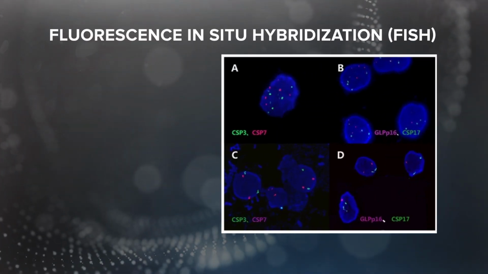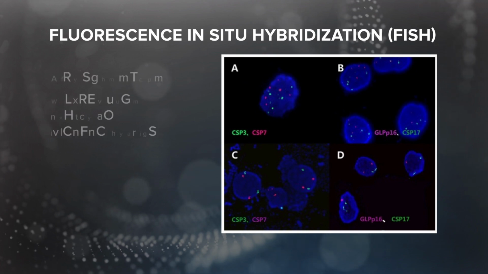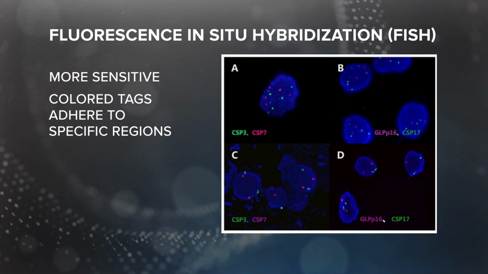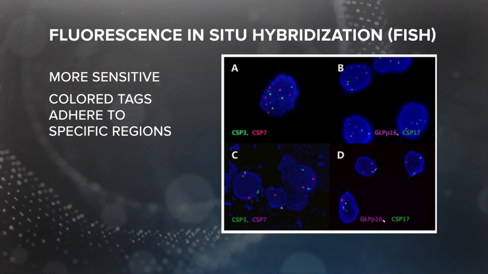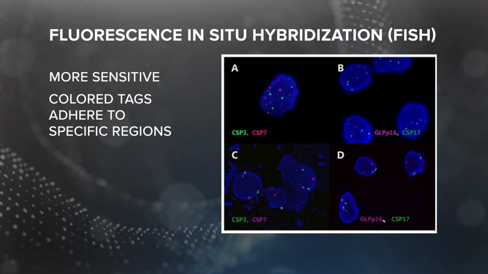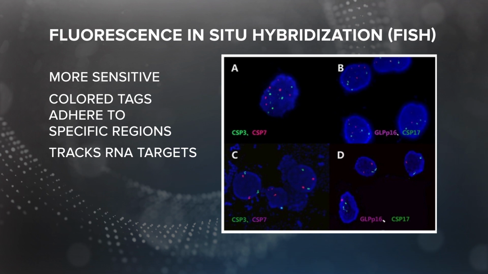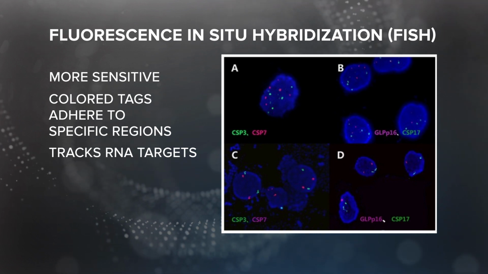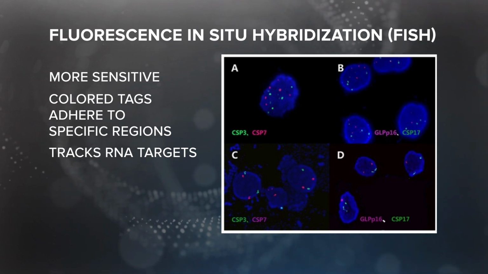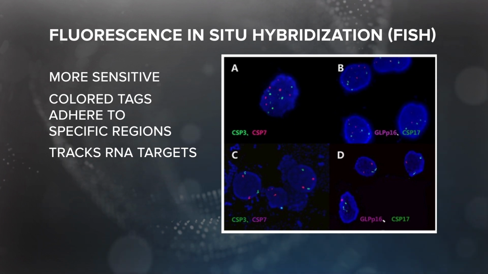A more sensitive test is fluorescence in situ hybridization, or FISH. In this analysis, color tags adhere to specific regions of each chromosome. This indicates the presence or absence of certain DNA regions. FISH can also be used to track specific RNA targets in cells, such as tumor cells or tissue samples, which is useful for determining spatial temporal patterns of gene expression.